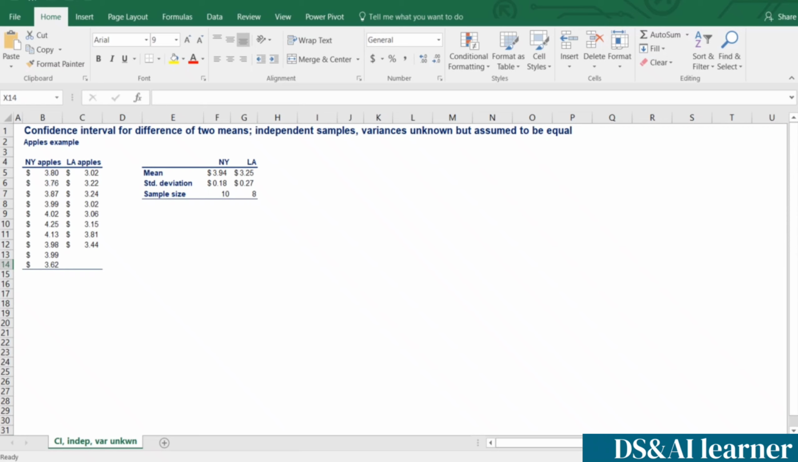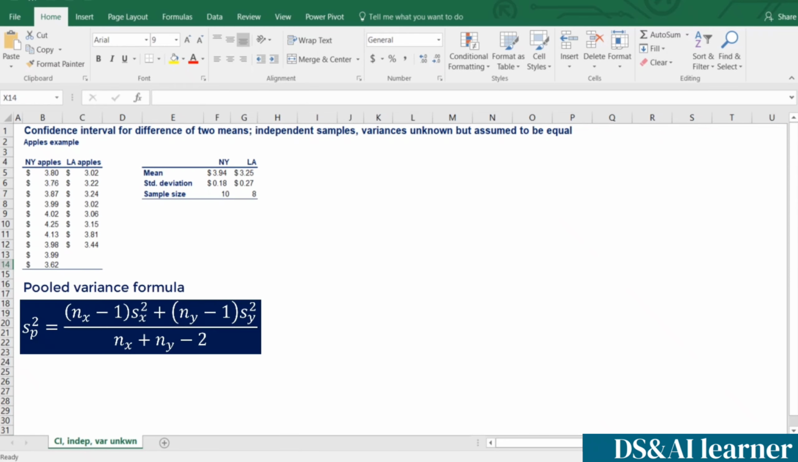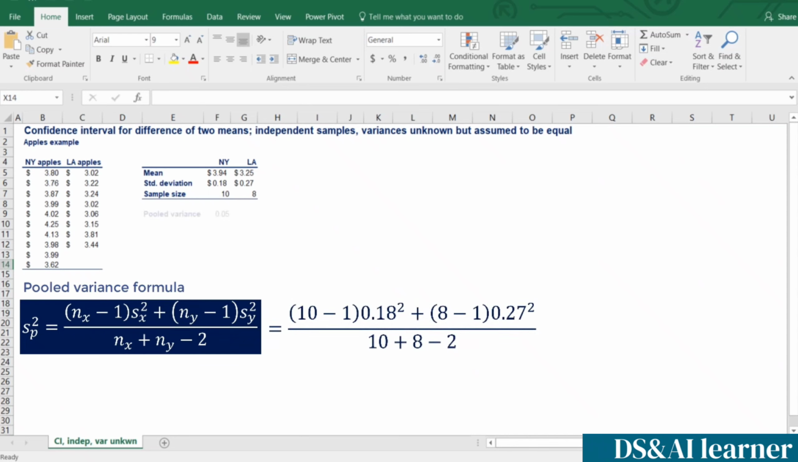Well, we assume that the population variances are equal, so we have to estimate them. The unbiased estimator in this case is called the pooled sample variance, and we could use the following formula to calculate it. As you can see, it is based solely on the sample sizes and the sample standard deviations of the two data sets. We quickly plug in the numbers and get a pooled sample variance of 0.05 and a pooled standard deviation of 22 cents.